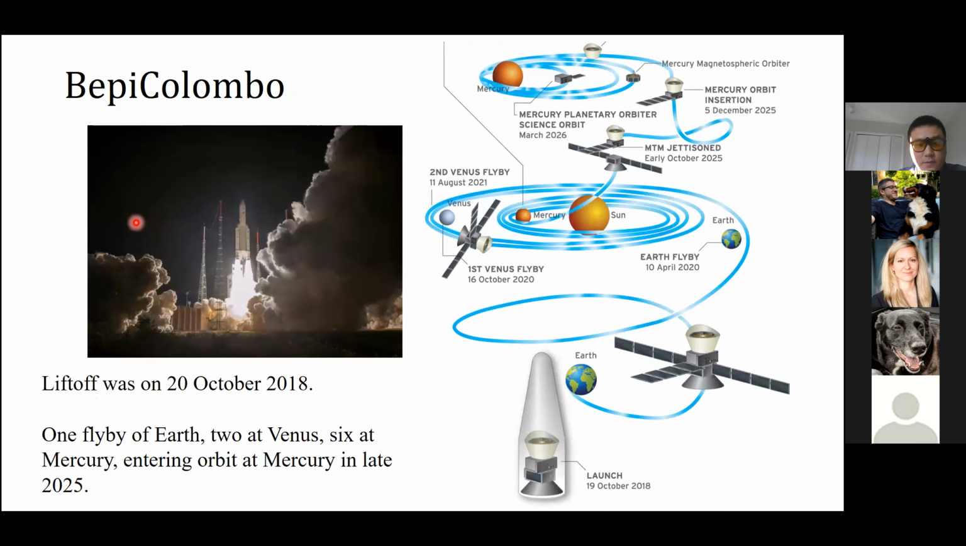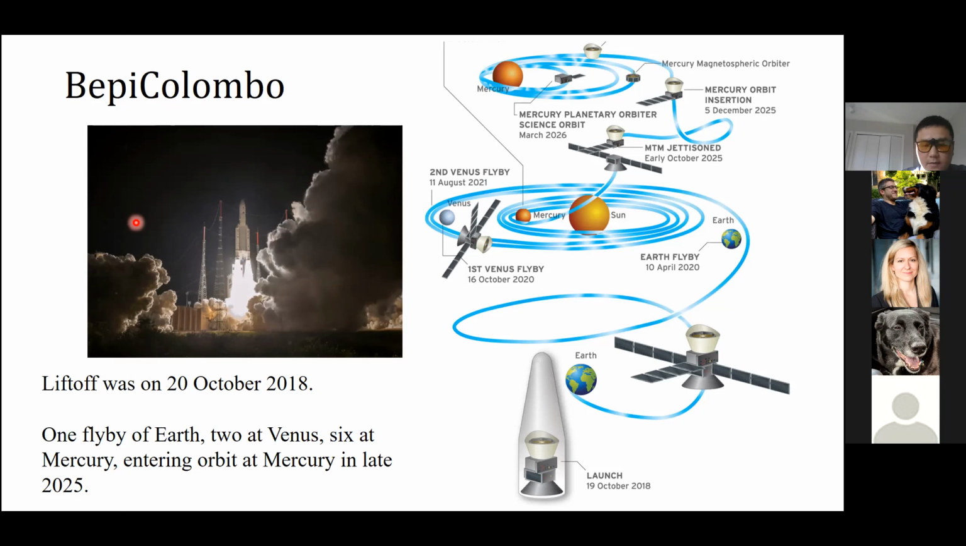And in the end, I just want to briefly introduce the BepiColombo mission. BepiColombo is the ESA and JAXA joint mission. It was launched on October 20, 2018, and it's on its way to the planet Mercury. It still hasn't reached planet Mercury.